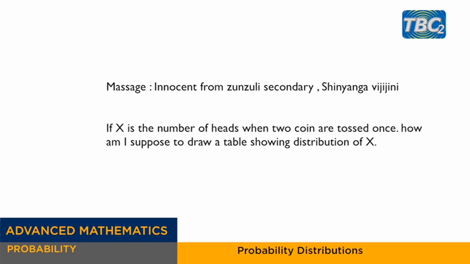But I need help. If I am given a question that reads, if x is the number of heads obtained when 2 coins are tossed once, how am I supposed to draw a table to represent the discrete random variable h?